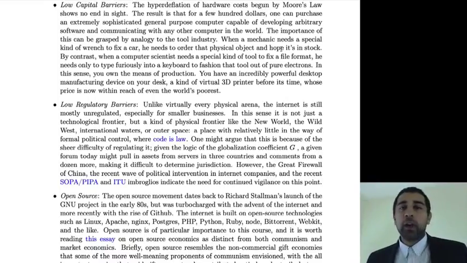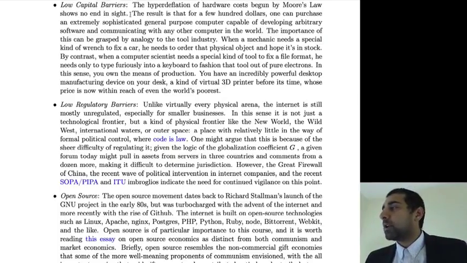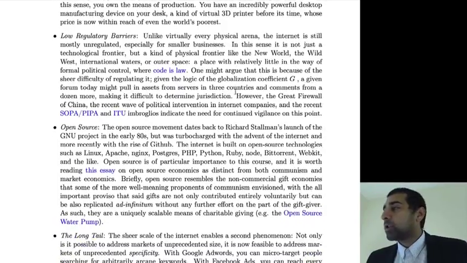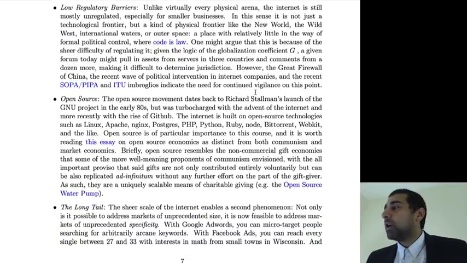So you can think of it as your own 3D printer before the term 3D printer. Capital costs are very low because you can often build your own tools. Regulatory barriers are likewise low. Basically the thing about the internet is it's difficult to regulate.